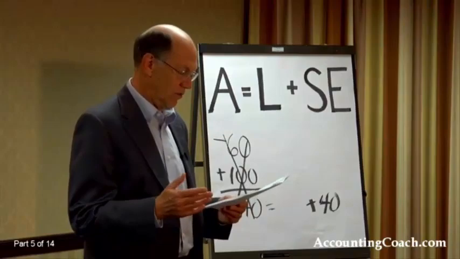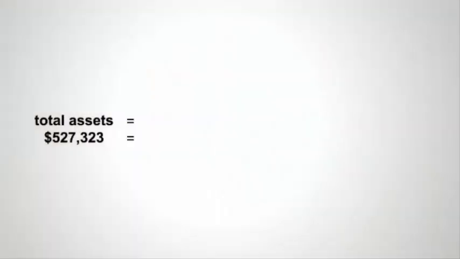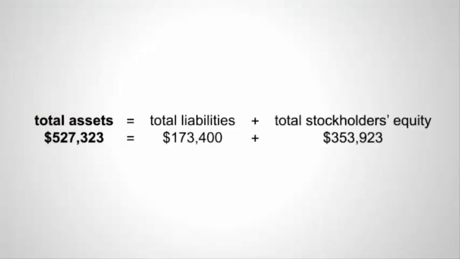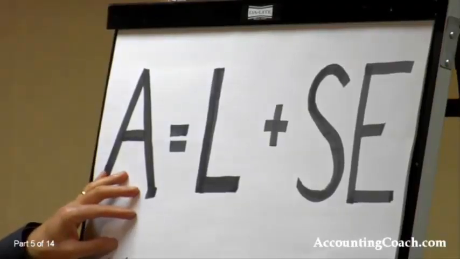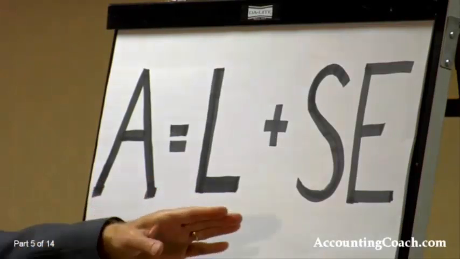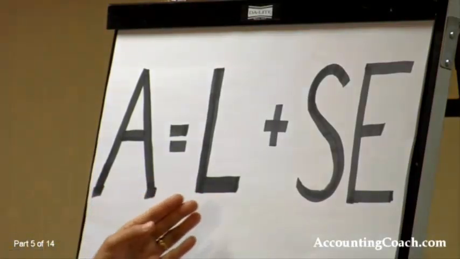Okay, then we have the grand total for all the assets, $527,323, and that total is going to have to equal the total of the liabilities and stockholders' equity. Remember our accounting equation here, assets equals liabilities plus stockholder equity. So the $527,323 total asset amount is going to have to equal the combination of those liabilities and stockholder equity amounts.